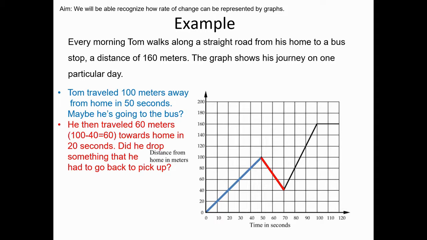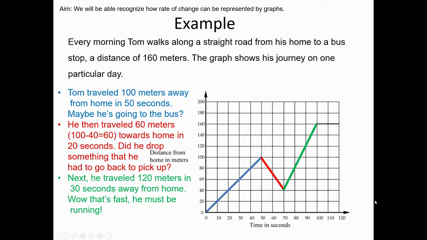And let's see here. The next part afterwards is this line right here in green. And he's going away from home again. I noticed that he's traveling 120 meters from 40 to 160. That's a 120 difference. And that took him from 70 seconds to 100 seconds, so 30 seconds. So that's quite a lot of speed. That's quite a lot of distance for quite a short amount of time. So he's probably running to the bus stop now. Maybe he just wants to make sure he gets there on time.